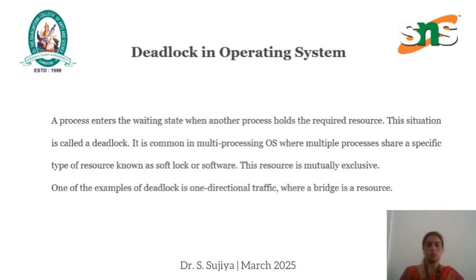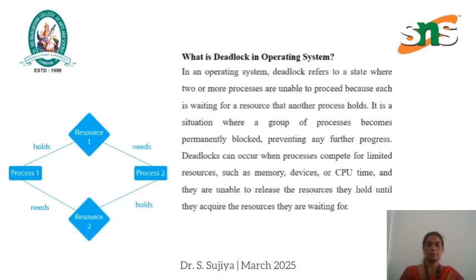This resource is mutually exclusive, and one real-time example is one-directional traffic, where the bridge is the resource. In an operating system, a deadlock occurs when two or more processes are unable to proceed because each is waiting for resources that another process holds. It is a situation where a group of processes becomes permanently blocked. Deadlock can occur when processes compete for limited resources such as memory, devices, and CPU time, and they are unable to release the resources they hold until they acquire the resource they are waiting for.